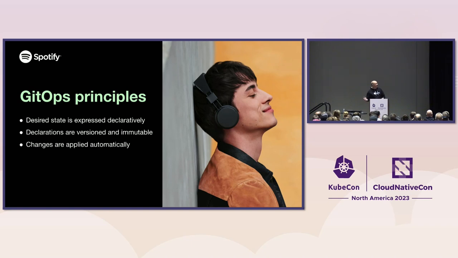So the Git part of GitOps already handles the first two. Since we're using Git as the source of truth, the declarations are clearly stored in files. And Git commits are also versioned and immutable. So that leaves the last bullet, which is way harder than the first two. I could imagine someone proposing these, like, I'll handle the first two, guys.